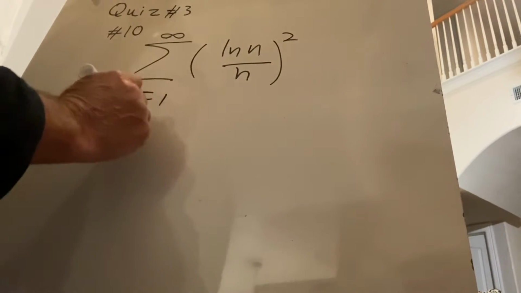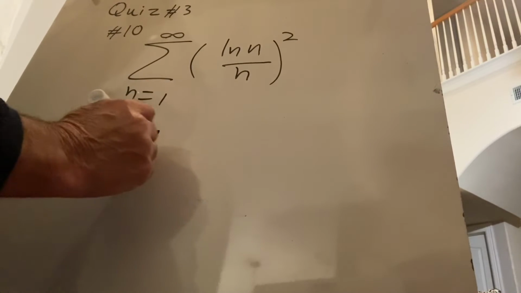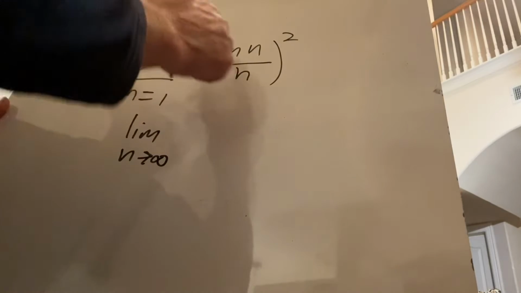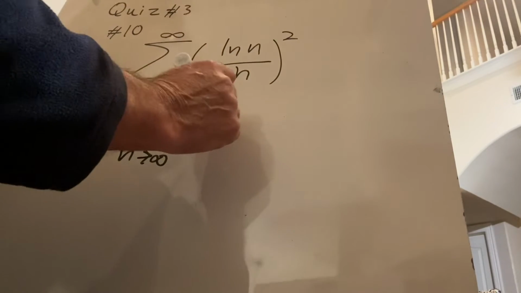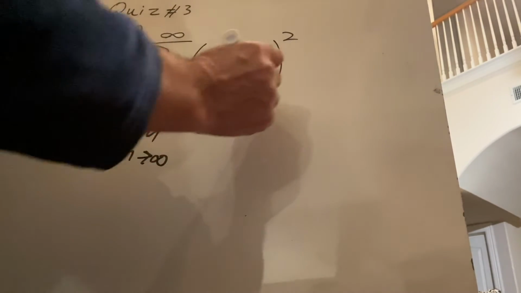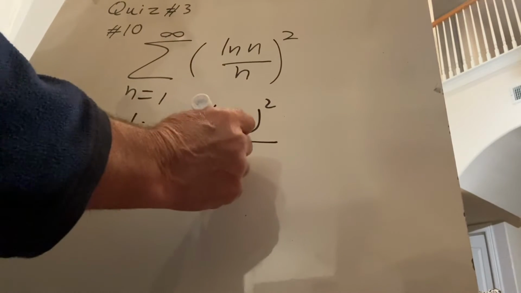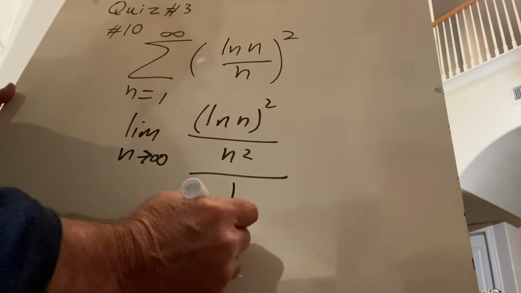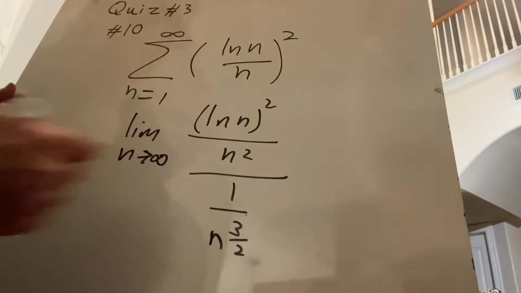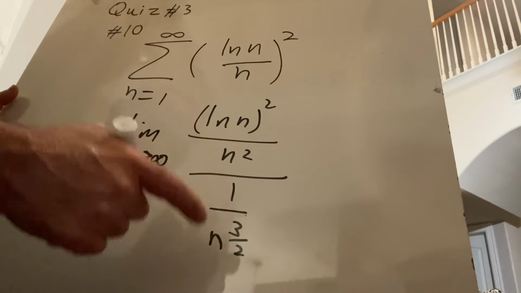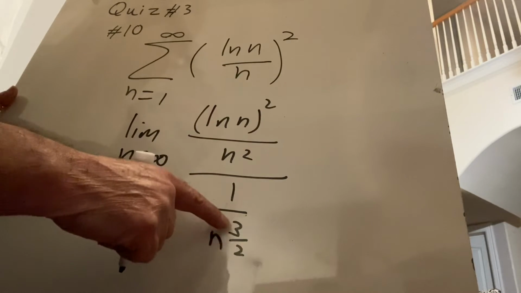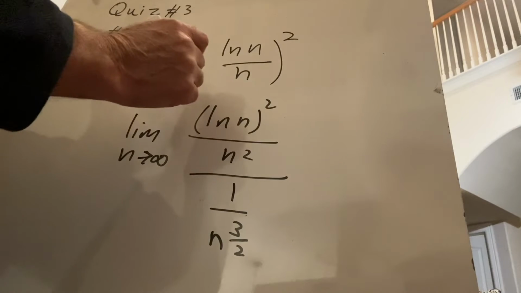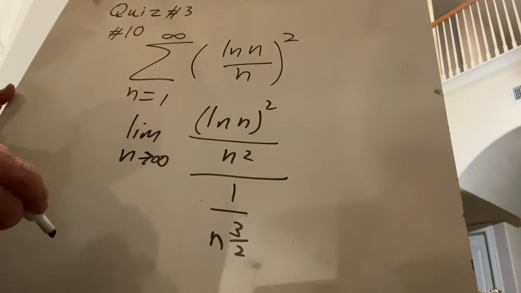Basically, we're going to look at the limit as n goes to infinity of our function. I'm going to go ahead and square top and bottom, so we have ln of n squared over n squared, and then we divide all that by 1 over n to the 3/2. Notice that 1 over n to the 3/2 is still a p series, and it's convergent because 3/2 is greater than 1. So we're going to find this limit as n goes to infinity.